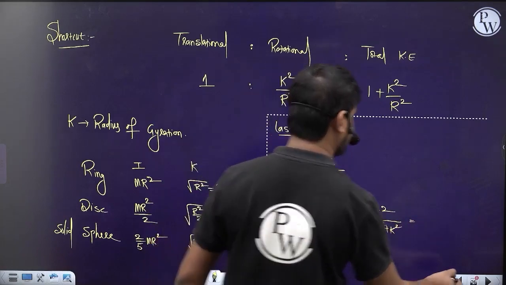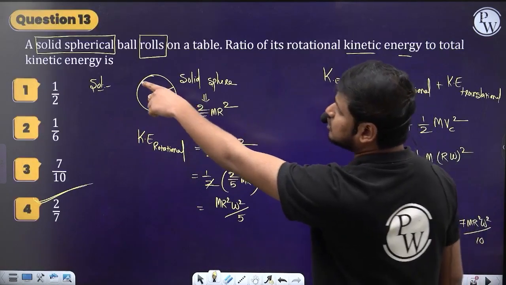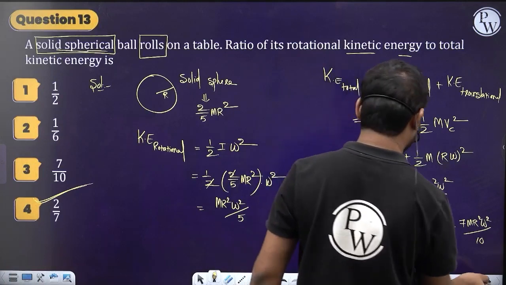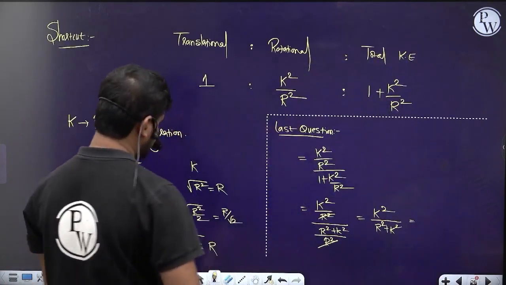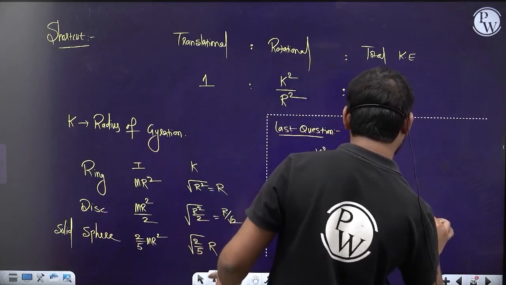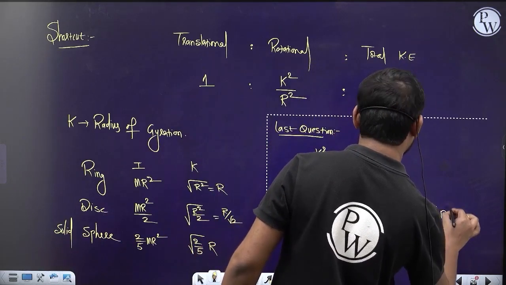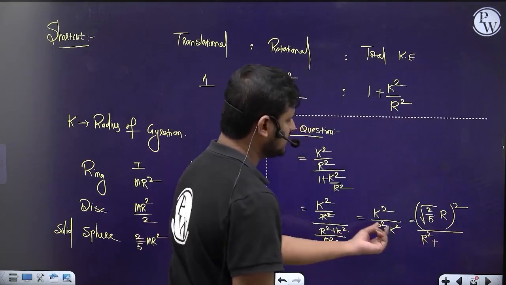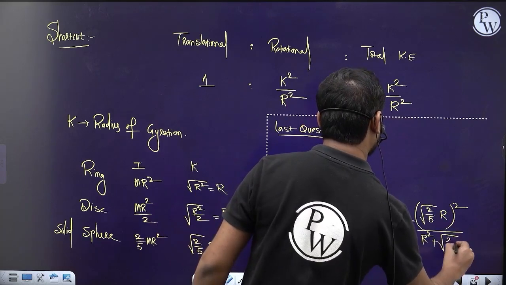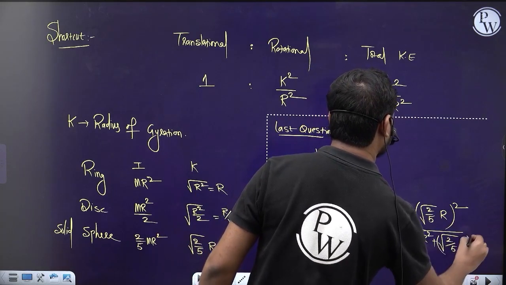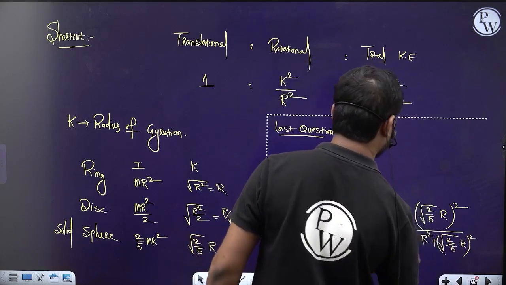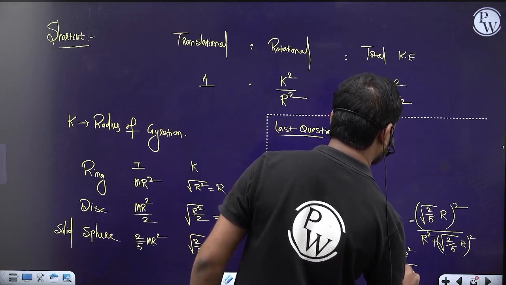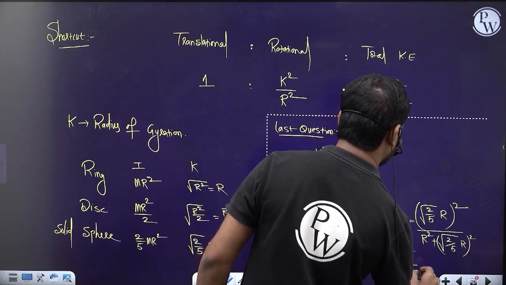What is the object given in the previous question? It's a solid sphere. For the solid sphere, we just derived that k is root over 2 by 5 times r. So k square is 2 by 5 r square, and the denominator is r square plus 2 by 5 r square. Yes or no?